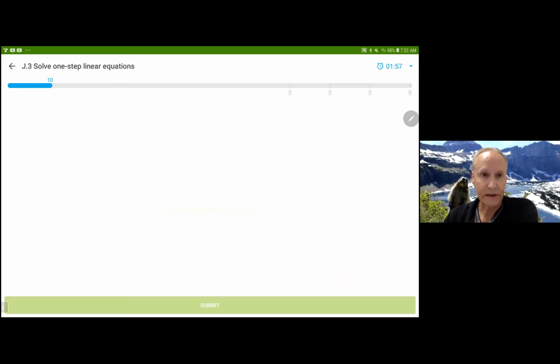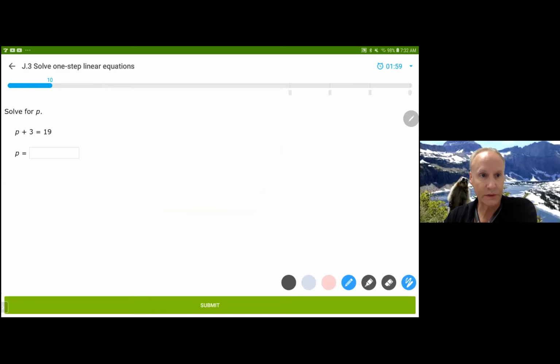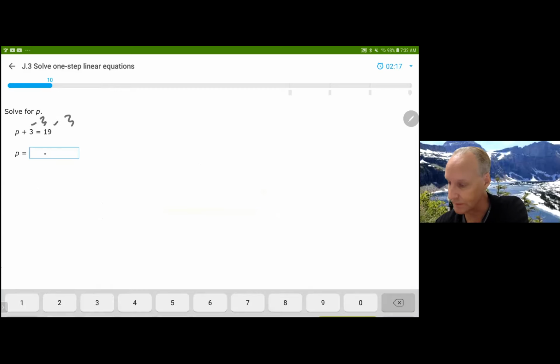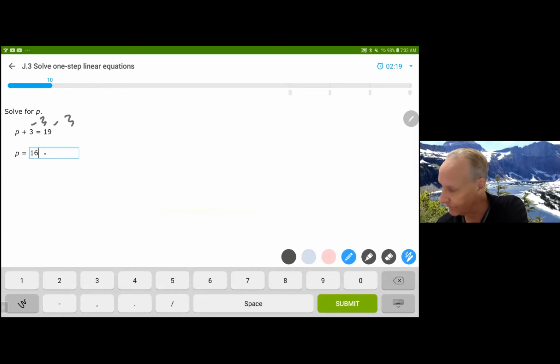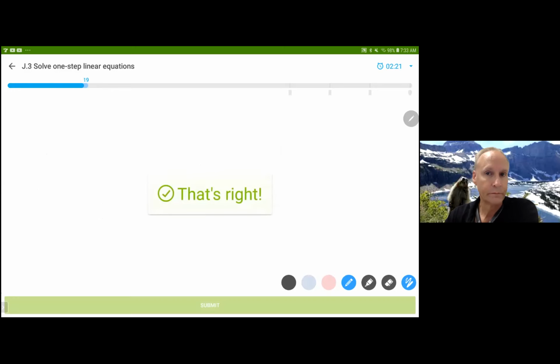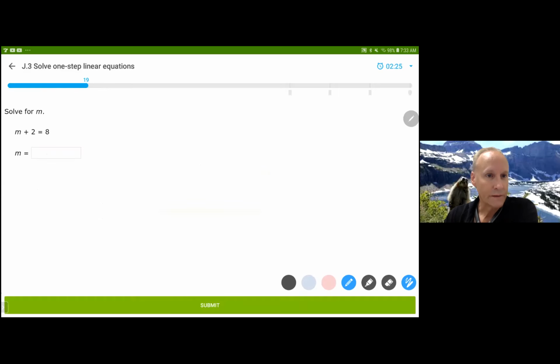Now for the rest, I'm not going to explain it quite so much. I'm just going to subtract 3 from both sides. But in my head, I'm going to think about this. I'm not going to ask myself what number needs to be added to 3 to get 19. I'm literally going to, in my head, subtract 3 from both sides. Minus 3 gives you 16. In this one, I'm going to subtract 2 from both sides, and I'm going to get 6.